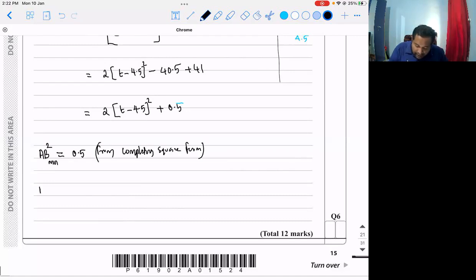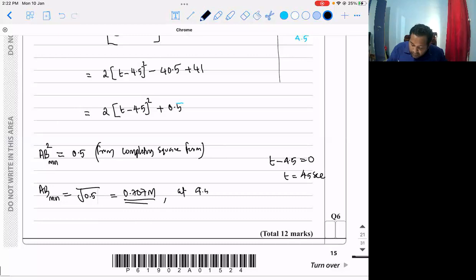Therefore, we need AB, right? AB minimum is actually what? It is the square root of 0.5. And what is that? 0.707 meter. If they're asking also for the time at which it is happening, we will equate t minus 4.5 to 0, or t is equal to what? At 4.5 seconds. So that is the idea about this question. I hope you got it.